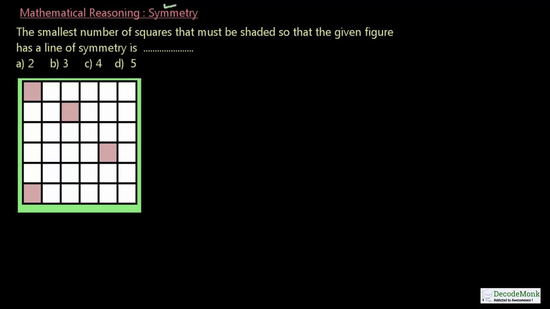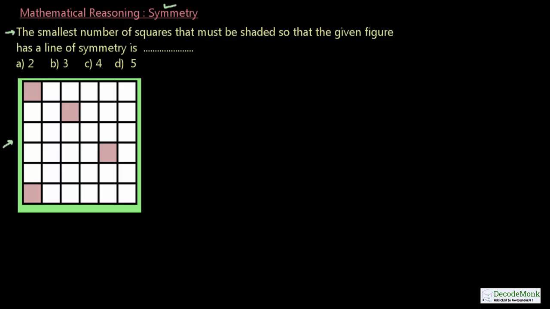This question is related to symmetry. The question reads: the smallest number of squares that must be shaded so that the given figure has a line of symmetry is. Then you are given 4 options. Read the question carefully. You have got a figure. You have to find out the smallest number of squares so that this figure has a line of symmetry.